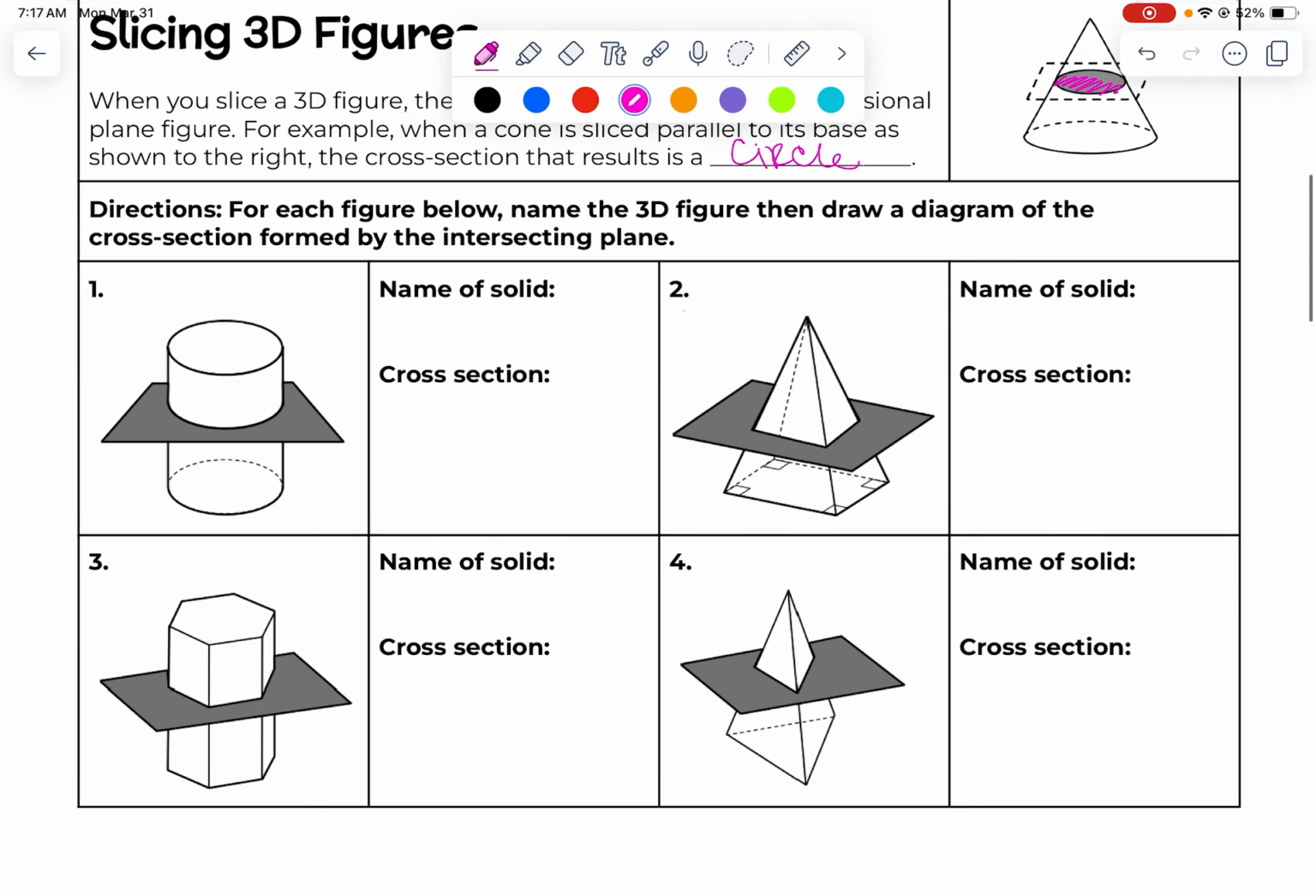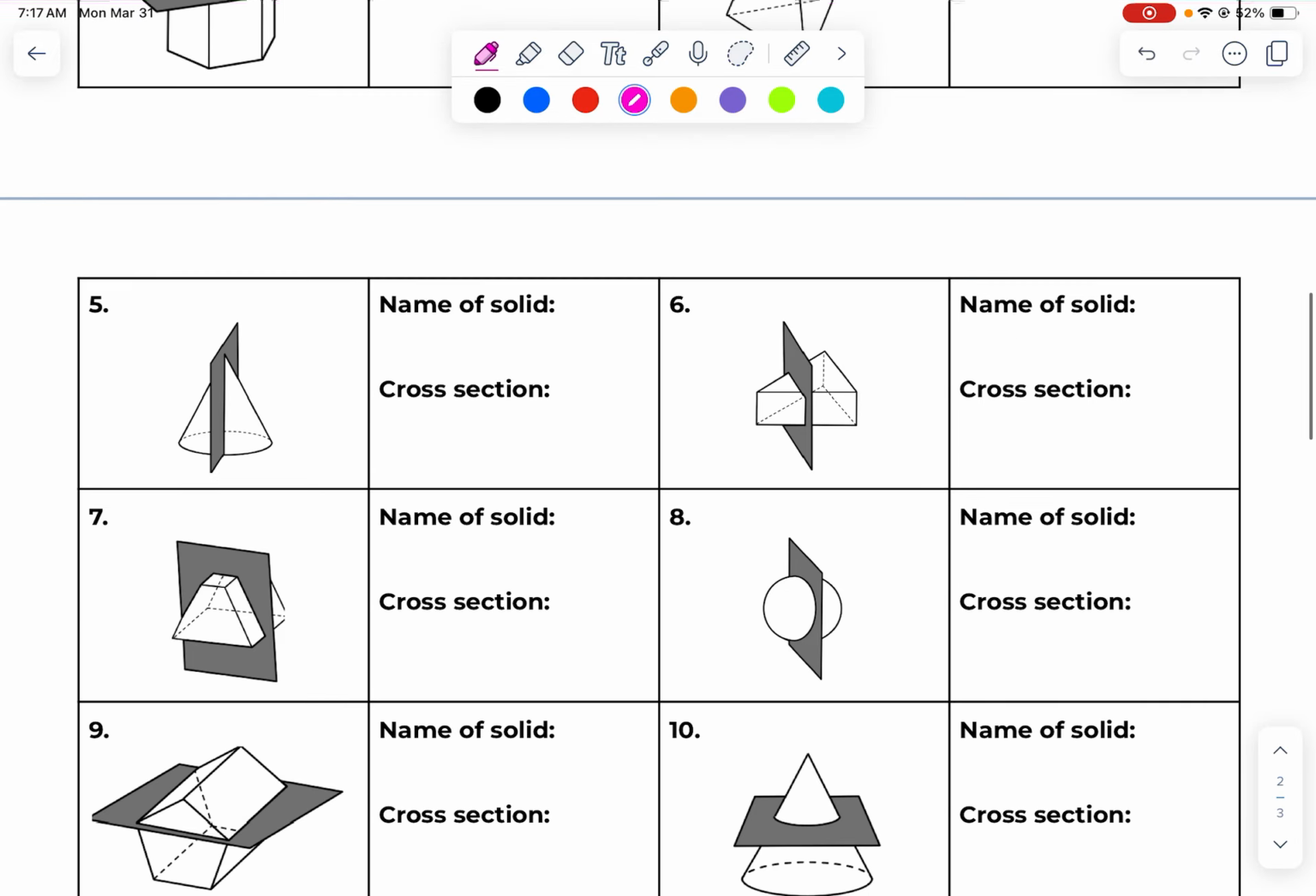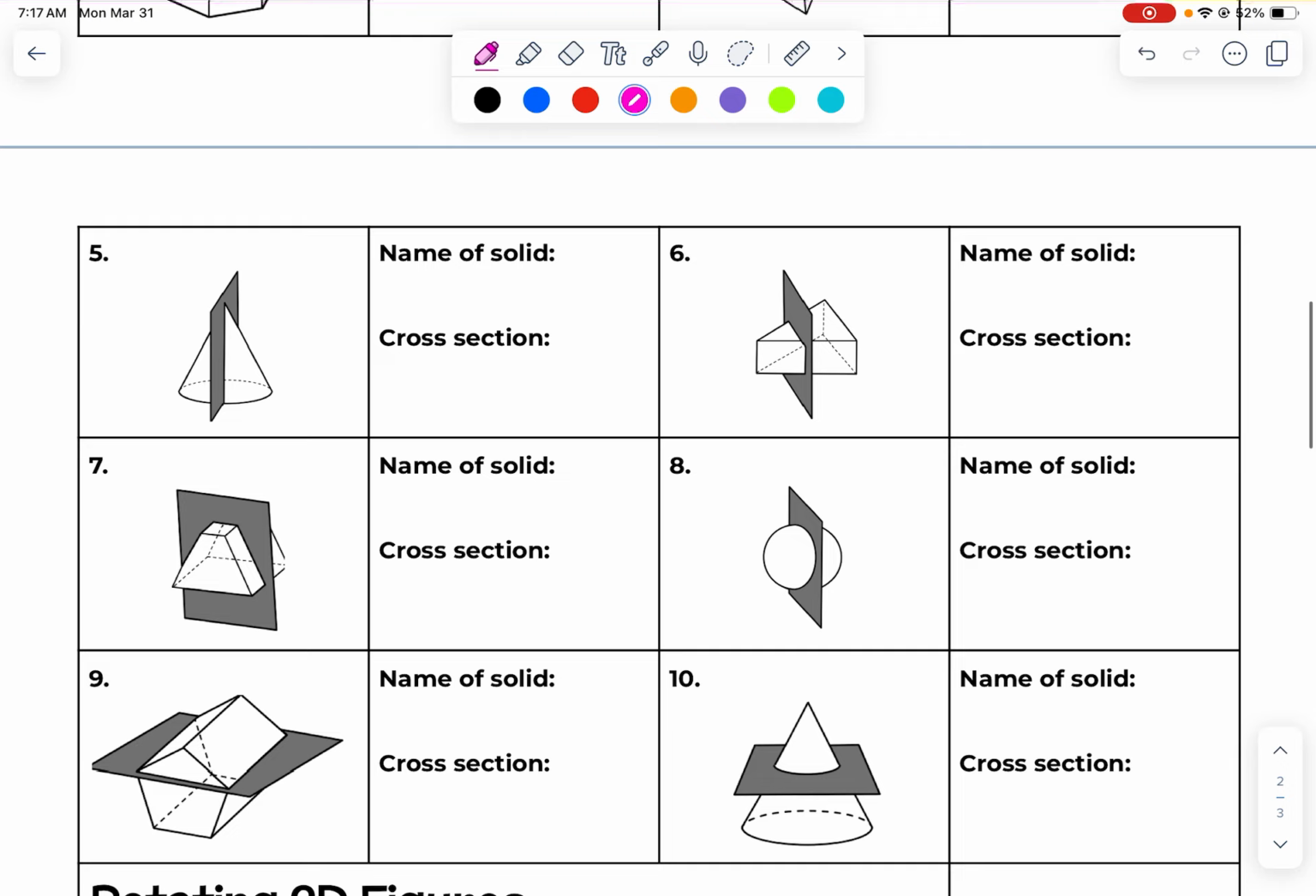Alright, so now on questions 1 through 10, I want you to go in and name all of those solids. So what is the name of that figure? This is what we had talked about on Friday, so refer back to those notes if you need to.